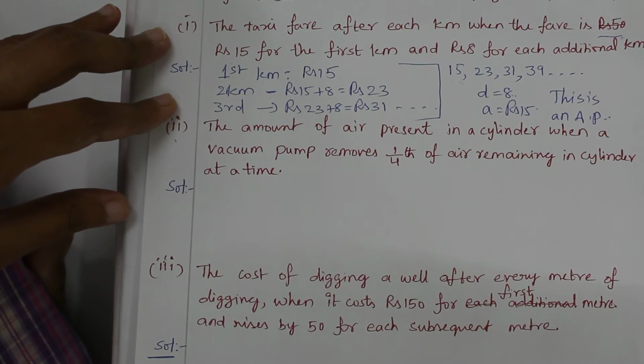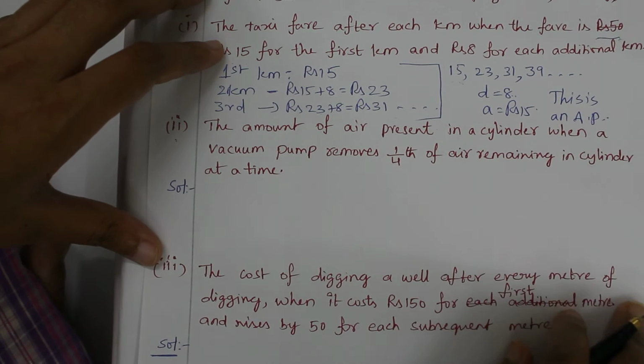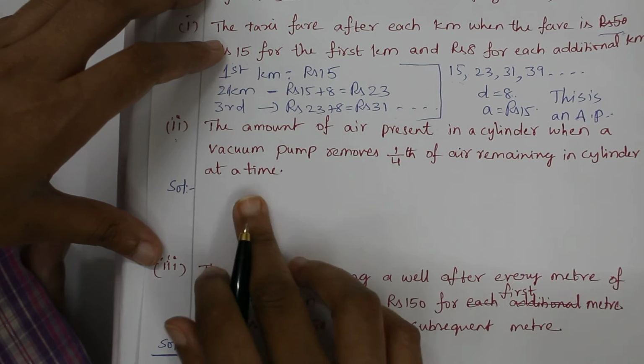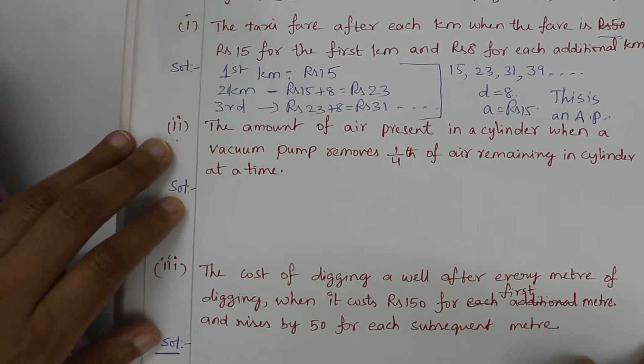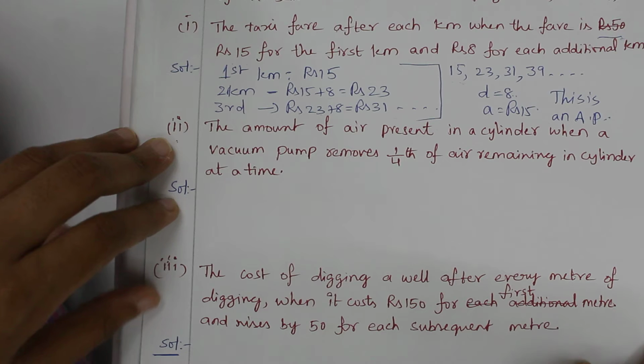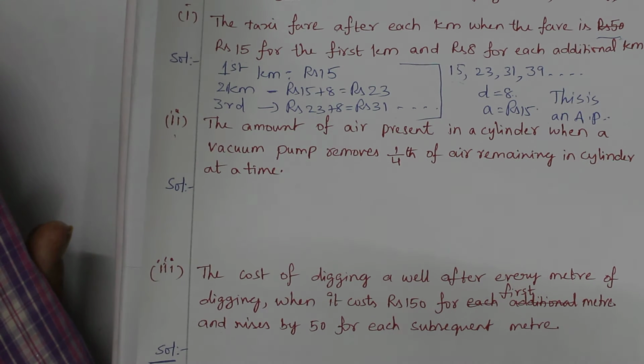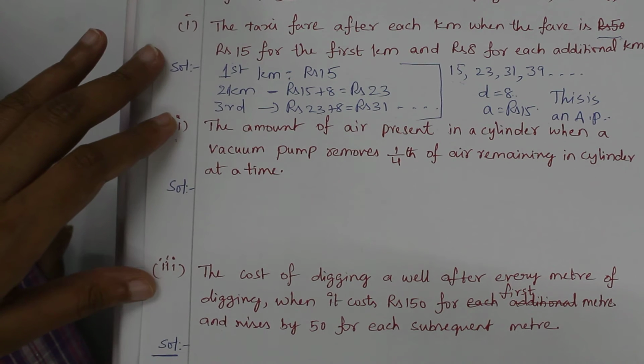Now let's move to the second question. The amount of air present in a cylinder when a vacuum pump removes 1/4 of the air remaining in the cylinder at a time. So there is a cylinder and it has air inside it and we are removing 1/4 of the air present each time. So for the first time, say if there is V units of volume in the cylinder, I am removing 1/4 of the volume in the cylinder. So it becomes V minus V by 4.